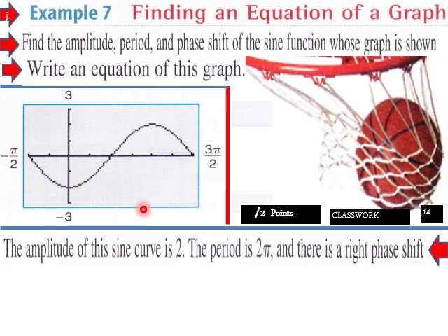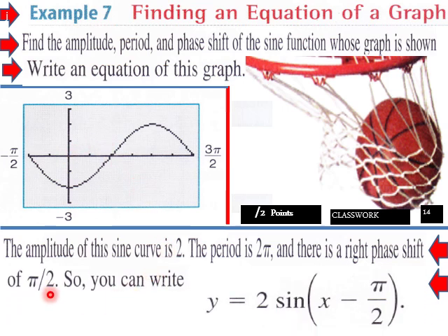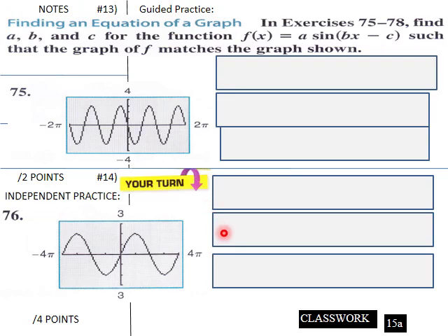This would be negative pi over 2. And there is a right phase shift. So for this, it's been shifted to the right. This usually would be over here. So we know that much. So right phase shift of pi over 2. So you can write y equals 2 sine x minus pi over 2 would be our phase shift. This negative pi over 2 means that you do shift to the right pi over 2.